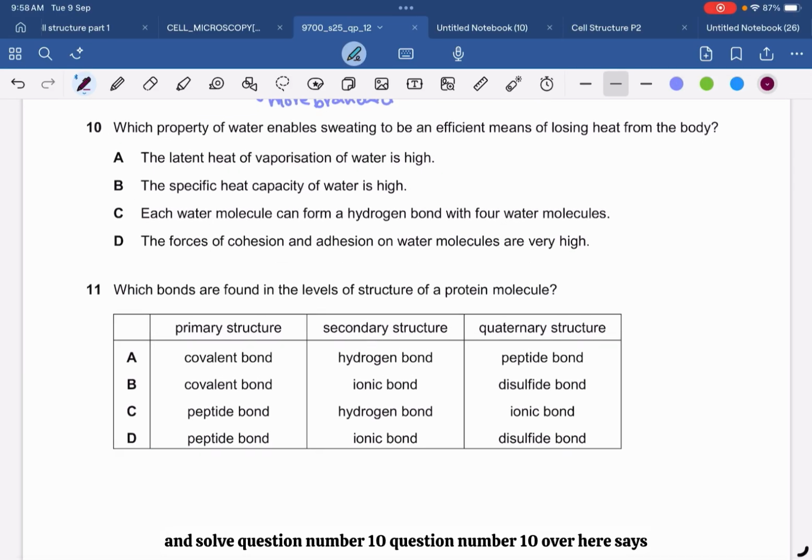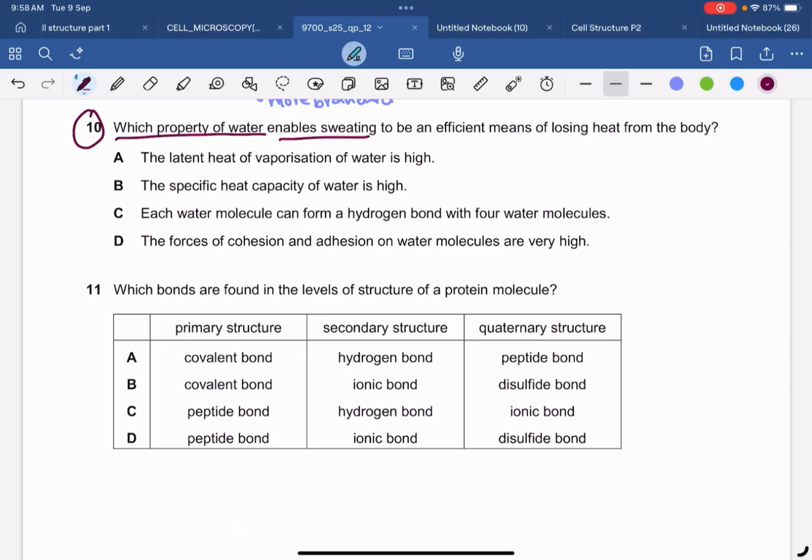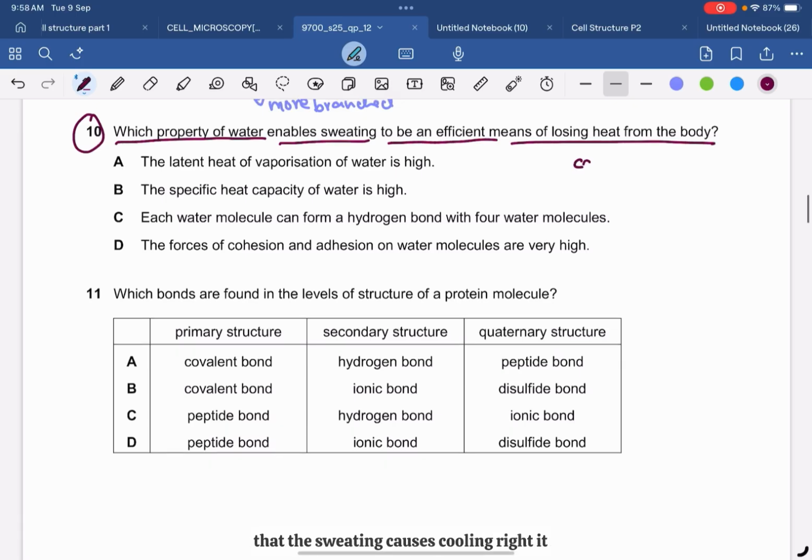Question number 10 says: which property of water enables sweating to be an efficient means of losing heat from the body? It is a very popular statement that sweating causes cooling, right? Now how does sweating cause cooling? This is because of the high latent heat of vaporization of the water.